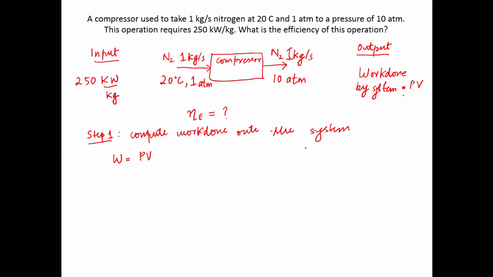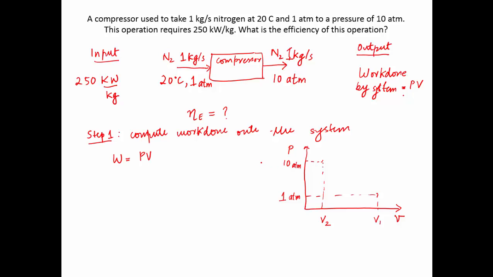And to help illustrate this process, I'm going to draw a PV diagram. So you have volume on the x-axis and pressure on the y-axis. We know state 1, the pressure is 1 atm. Let's say the volume is V1. State 2, the pressure is 10 atm. The volume, call it V2.